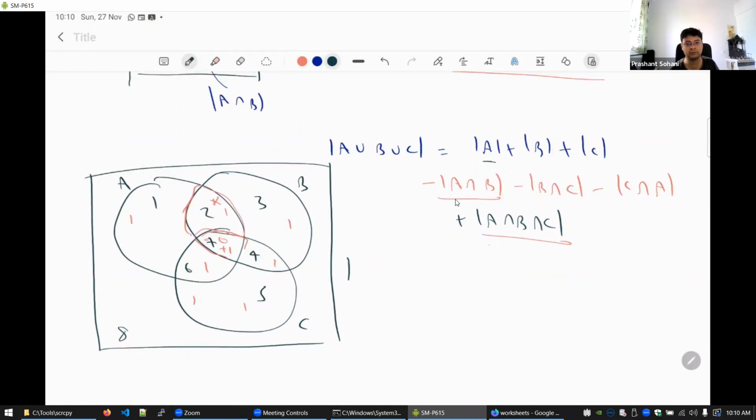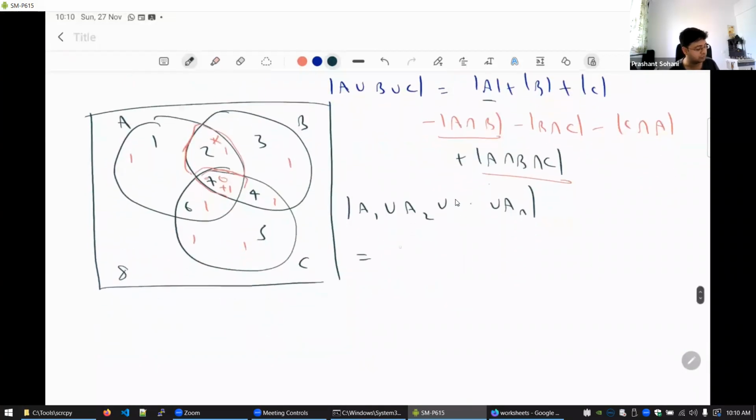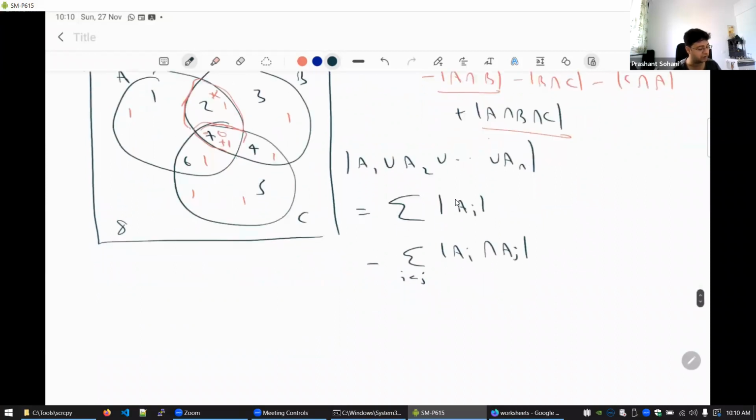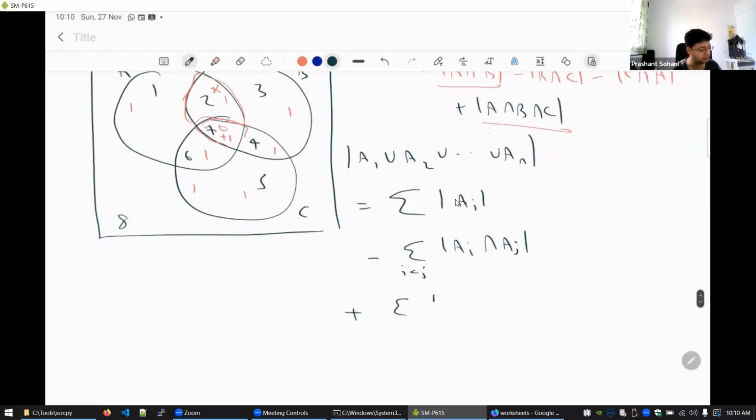Let's say we have sets A1, A2 all the way up to AN. Then the union of A1 union A2 union AN can be written as the sum of first all the single sets, their modulus. Then we have to subtract all the intersections of two of the sets, AI intersection AJ, where I less than J. Then we add all the three set intersections.